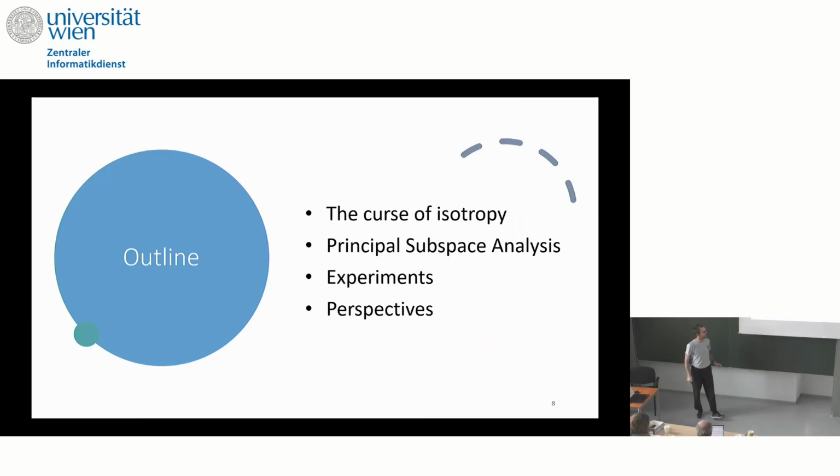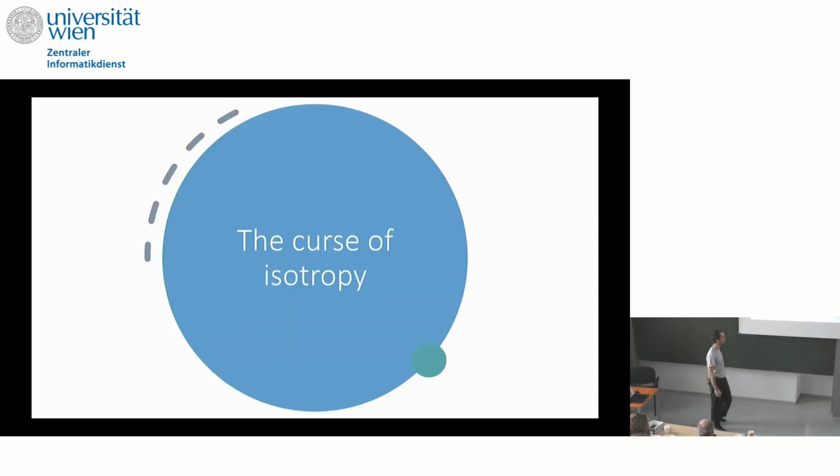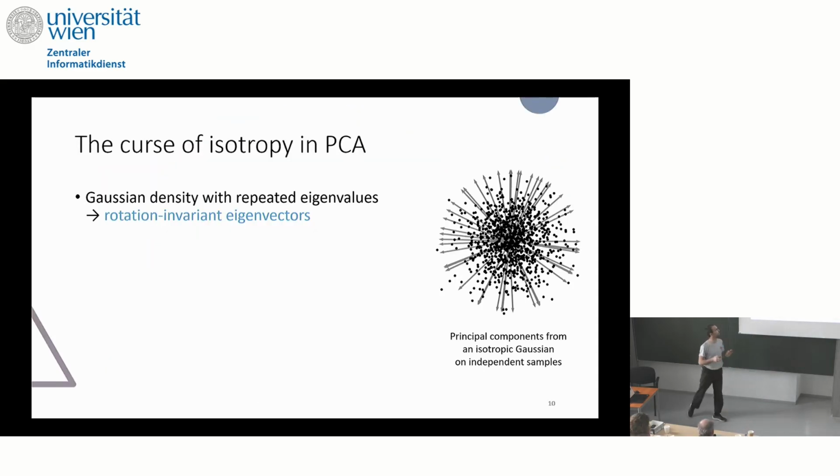Okay. So I will first present this issue about principal component analysis that we call the curse of isotropy. Then I will dive into the statistical and geometric methodology to spot this issue in principal component analysis in practice. Then I will describe a few experiments. And finally, I will have a large list of perspectives, and I will dive into it depending on the time I have. Okay, the curse of isotropy.